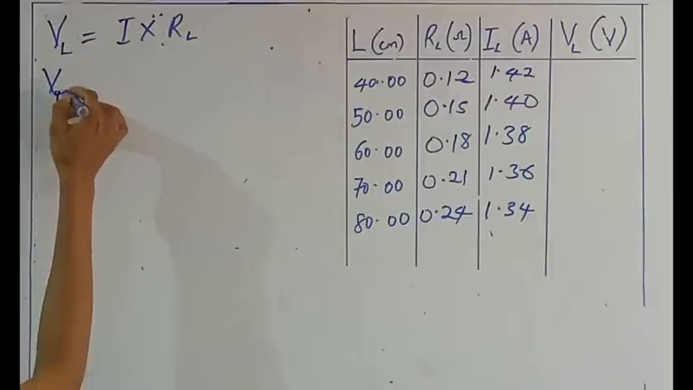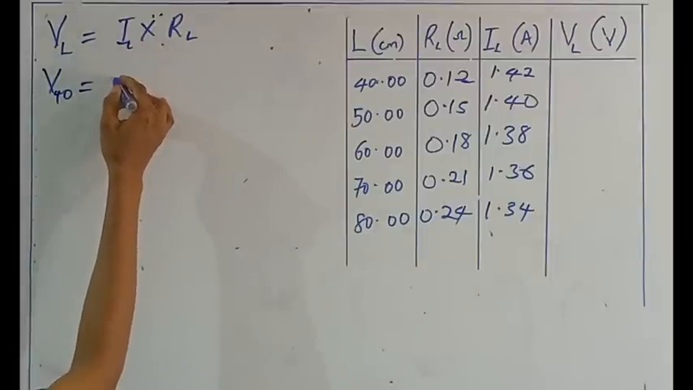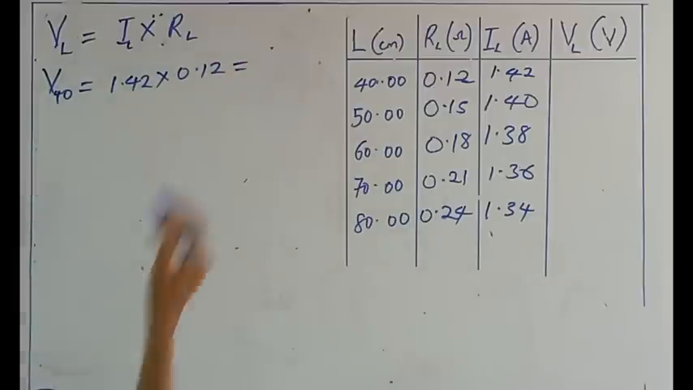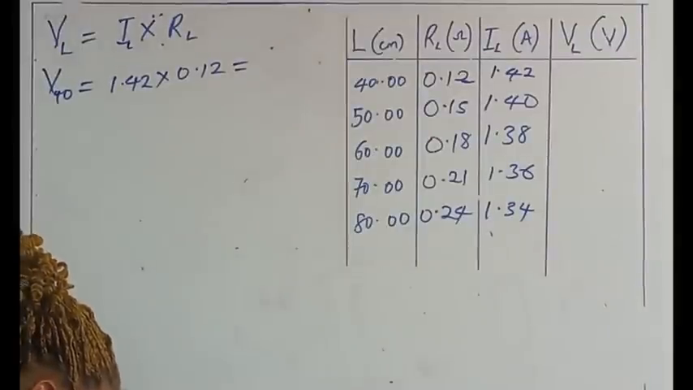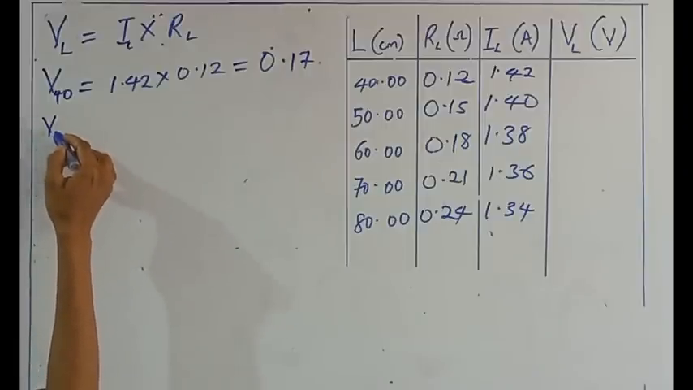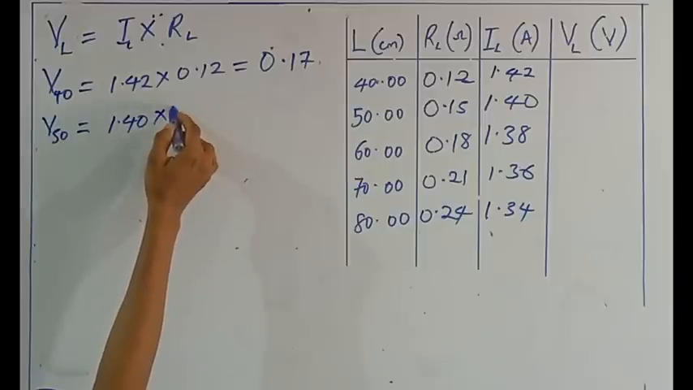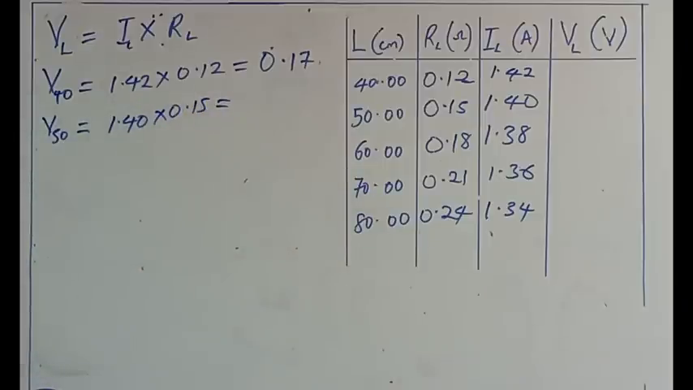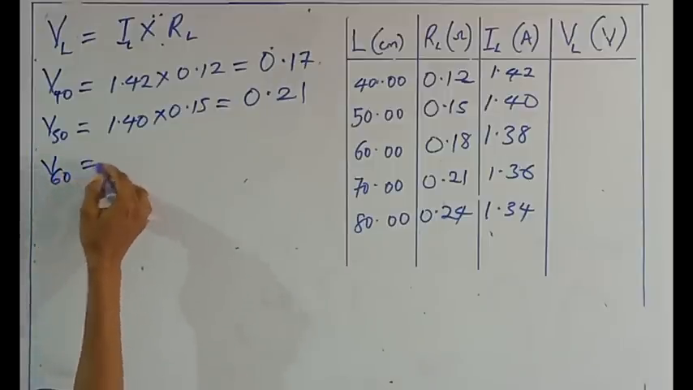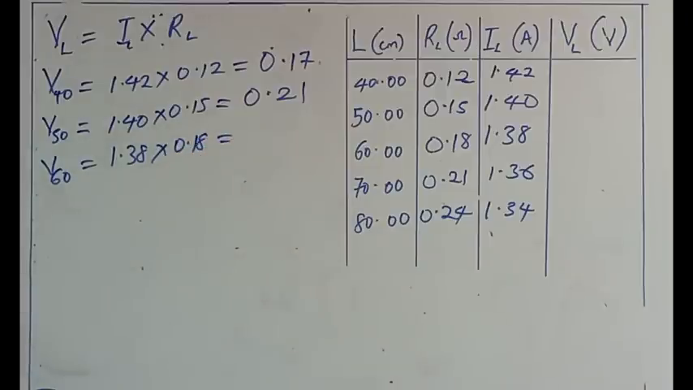Now V for the 40, we are using the current for the 40, which is 1.42, times the R we got, which is 0.12. So we'll have it to be 0.17. Then for V50, the R we got, 1.40 times 0.15. So we are going to have 0.21. For V60, we'll have 1.38 times 0.18. So we can have it to be 0.25.